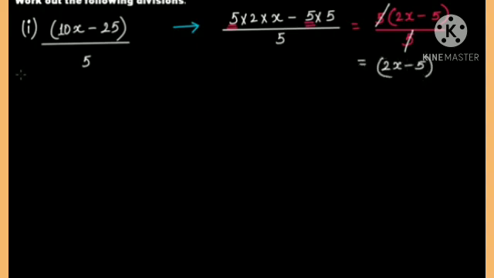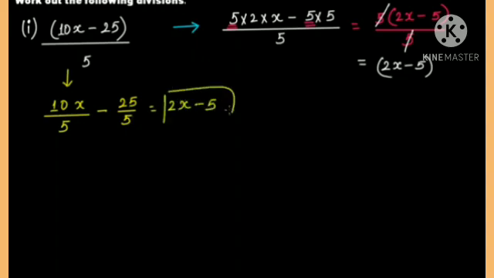This is your answer. Another way can be, this is 10x minus 25. So we can write this as 10x divided by 5 minus 25 divided by 5, right? Because if you take the LCM, you'll get the same rational representation of these two algebraic expressions. Now here 10 divided by 5 will give you 2x and 25 divided by 5 will give you 5. So this is 2x minus 5. The two answers are the same whether they follow this path or this method.